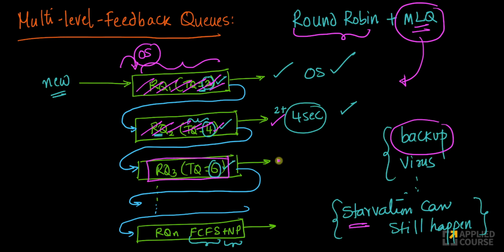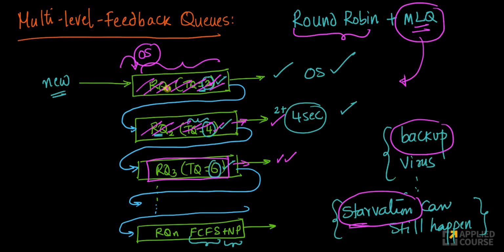When will this queue start executing? Only when this queue is empty and this queue is empty. But what if I keep getting a burst of OS processes now? Hundreds of OS processes. OS processes will also complete fast. But this queue is not empty, which means this queue will never get scheduled. Processes at the front of this queue will never get scheduled, which means processes in this queue also will not get scheduled. So starvation can still happen, but we are reducing the chance of starvation to some extent. We are not completely avoiding starvation here.